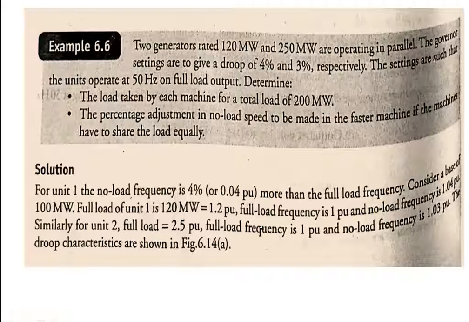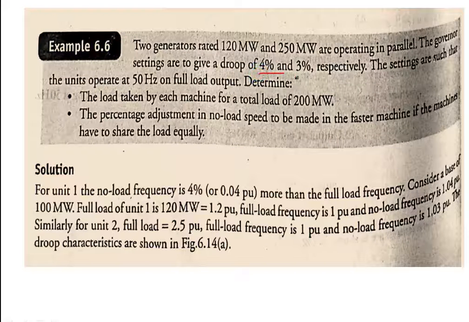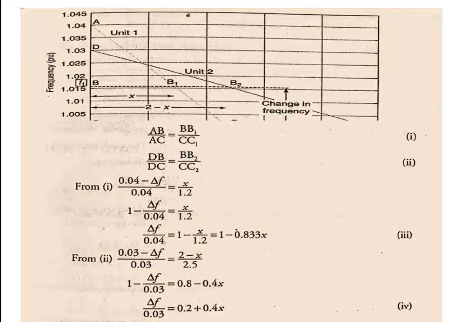Similarly, one more problem we have to consider here. We have to plot the graph. Here the speed droop characteristics are different: one is 4% and the other is 3%. The generator units are 120 megawatt and 250 megawatt. 120 megawatt divided by the base gives 1.2, and 250 megawatt divided by the base gives 2.5. The frequencies for the 4% and 3% droops are 104 and 103.